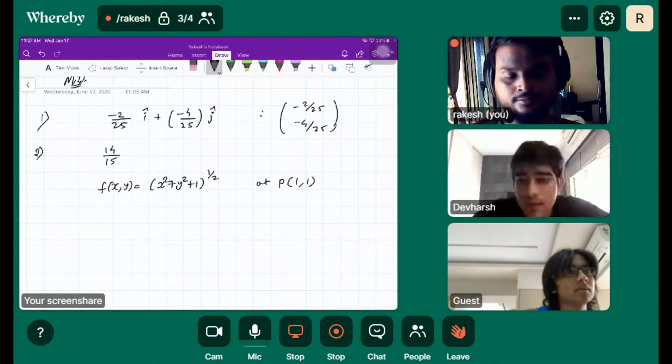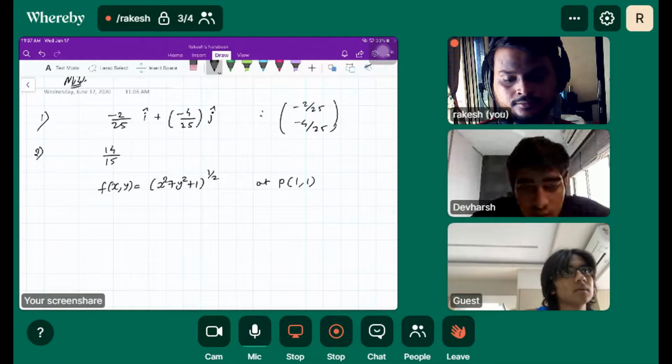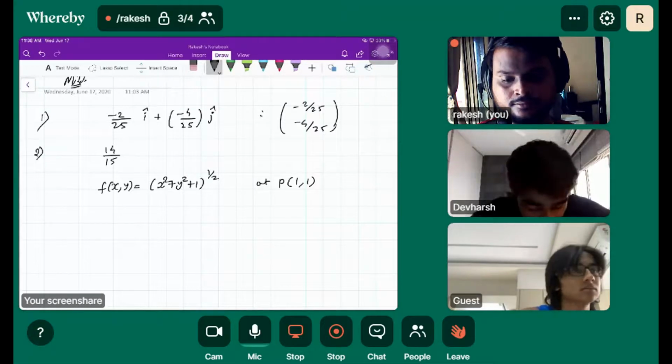But sir, there has to be a root 3 in it. Because if you see x square plus y square plus 1 will give you 3. And that 3 will come in a root when you do the partial. So I don't know how you didn't get a root 3.